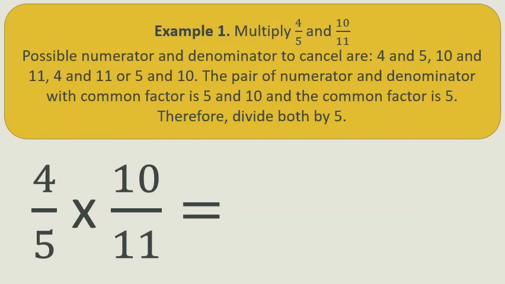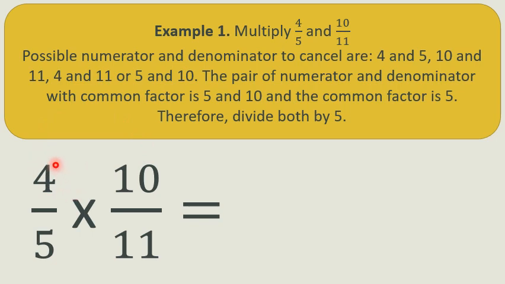For example, so we have 4/5 times 10/11. So, possible numerator and the denominator to cancel are, so pwedeng 4 and 5, pwedeng 10 or 11, pwedeng 4 and 11, or 5 and 10. So, the pair of numerator and denominator with common factor is 5 and 10. And the common factor is 5. So, therefore, divide both sides by 5.